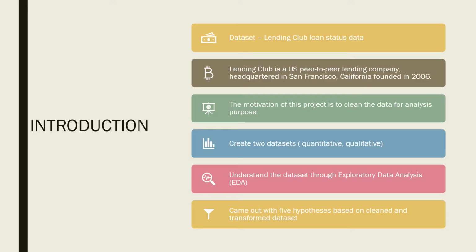So as for introduction, the dataset that is being analyzed or prepared for this assignment is from Lending Club loan status data. So Lending Club is a peer-to-peer lending company which match borrowers and lenders in online platforms so that lenders can generate revenue from interest rate that borrowers are willing to pay, and then Lending Club will charge a service fee for the lenders to generate their revenue.